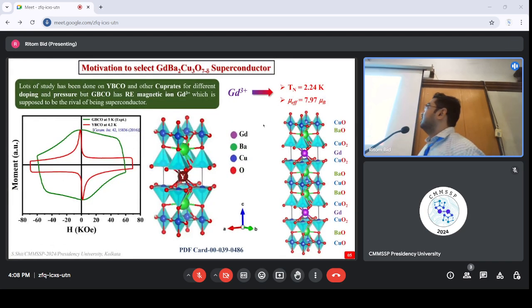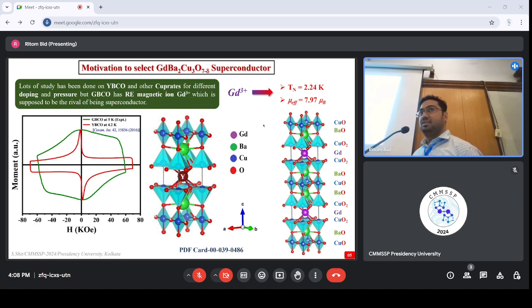The sample is basically the Gd-based cuprate. The mother compound of this family is YBCO, an orthorhombic sample. Many groups have studied these YBCO cuprates, but in our case we have replaced the yttrium by Gd3+ ion, and it is known that the Gd3+ ion has an effective magnetic moment of 7.97 Bohr magnetons, and an antiferromagnetic temperature of 2.24 Kelvin. It is also known that magnetic ions cannot be present in a superconducting sample.